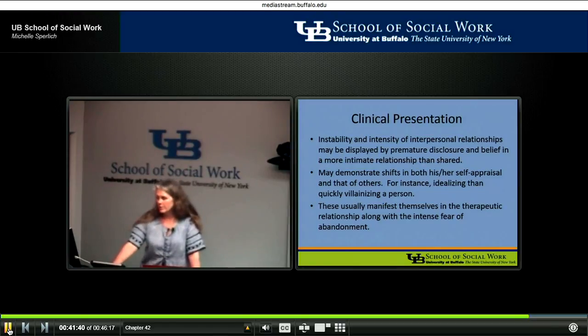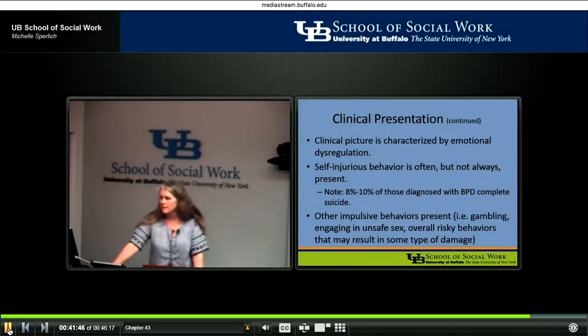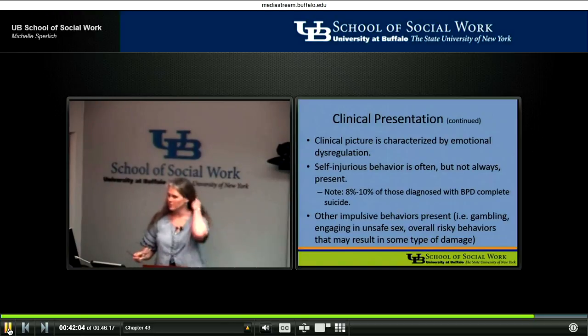They may demonstrate shifts in both his or her self-appraisal and that of others. For instance, idealizing, then quickly villainizing a person. You're on the pedestal, you're off the pedestal. These usually manifest themselves in the therapeutic relationship along with an intense fear of abandonment. And again, you can see the crossover with problems with attachment and living in that sort of miasma, right?